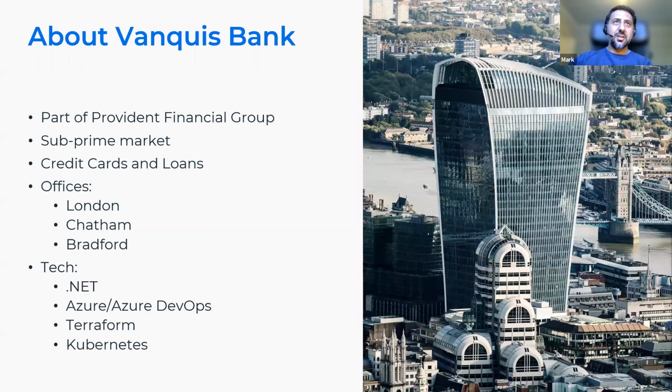So I work at Vanquish. So who's Vanquish Bank? Vanquish Bank is part of the Provident Financial Group, and we're focused mostly on providing credit to customers through credit cards and loans. And our market is the subprime market. So these are the customers who maybe couldn't get credit from other mainstream credit providers. So we've got offices in London, Bradford, and Chatham. If you're wondering about the address of the London office, well, it's that big walkie-talkie building somewhere in the city of London.